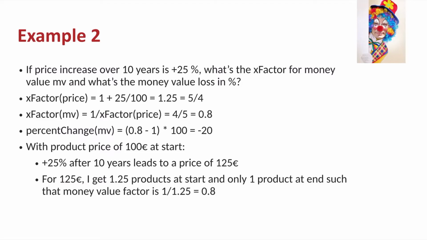And for this money value factor, I have to take the number of products at the end divided by the number of products at the beginning. And this is 1 over 1.25, which is 0.8. Yeah, and the 0.8 is a delta of minus 0.2 to 1. And this is minus 20 divided by 100, so minus 20% for this change in money value.